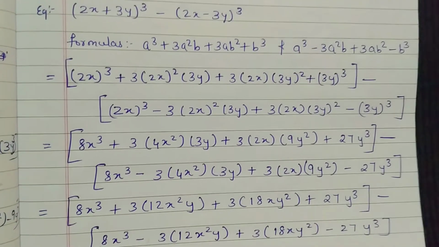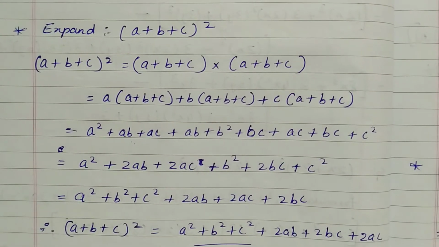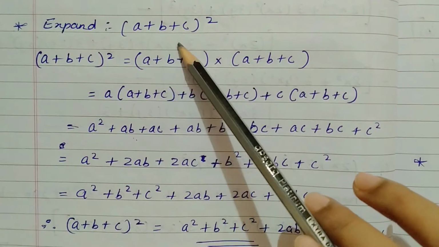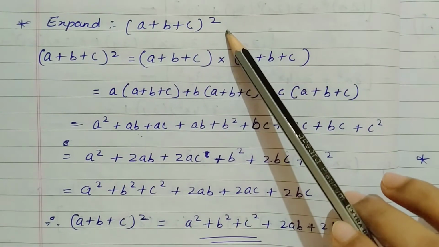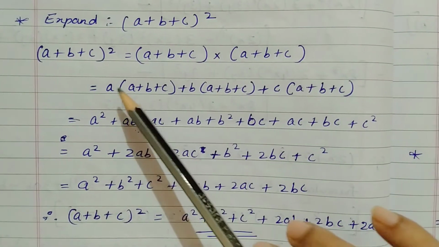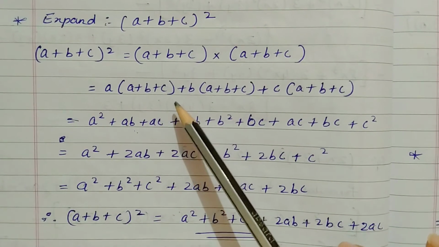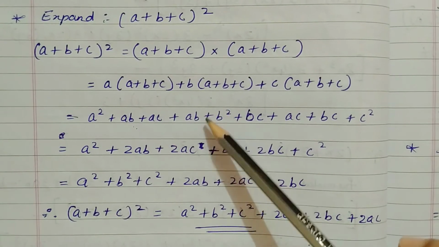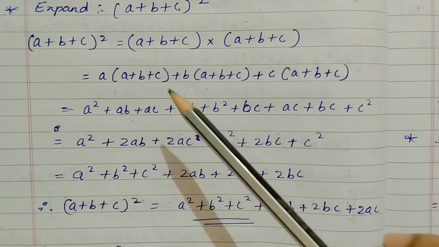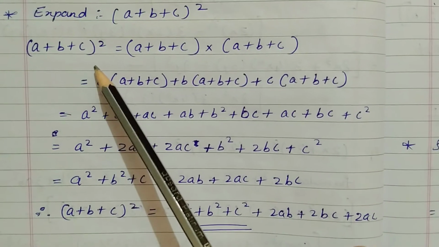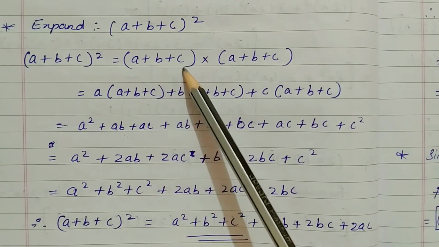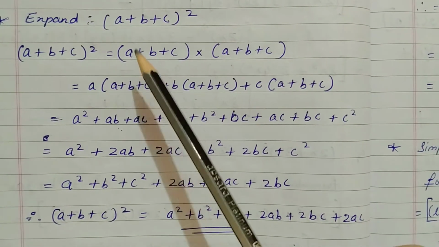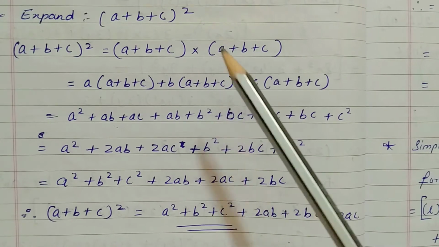Okay, now we are moving to the next expansion form, that is (a plus b plus c) the whole square. Okay, now this is a new one. Now we will see how it is expanded, and whatever answer we get for this will be the formula for these kinds of sums. So (a plus b plus c) the whole square is equal to (a plus b plus c) into (a plus b plus c). Okay, now we will multiply this bracket with this bracket, as we have done previously.